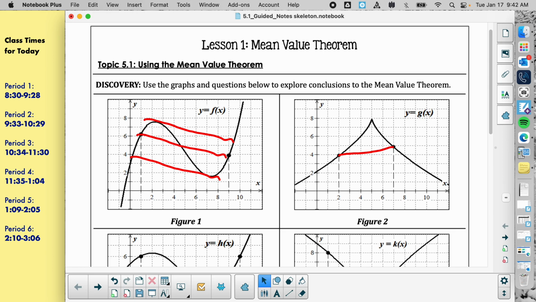Do you remember what? It's been a little while since we used those. Do you remember what differentiable means? You always take the derivative of it. Yeah. Is there any spots on that one that you can't find the slope? Right here. Correct. So that particular graph is not differentiable between the two endpoints. So that's why we're not guaranteed a spot. Perfect.